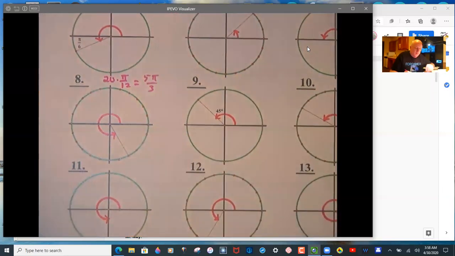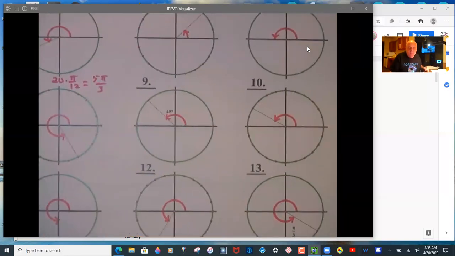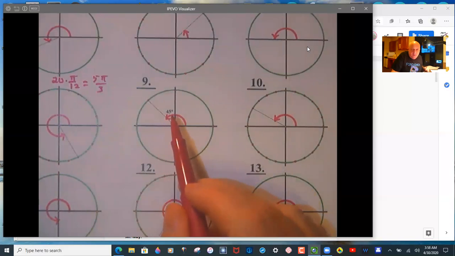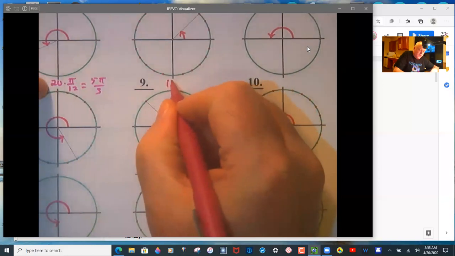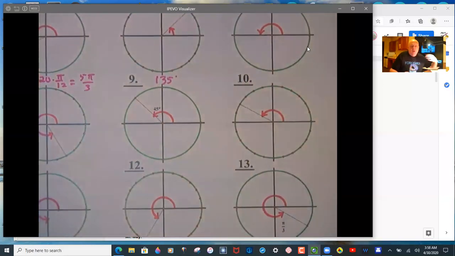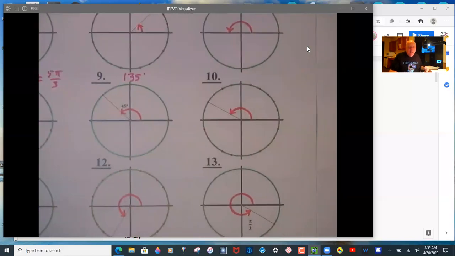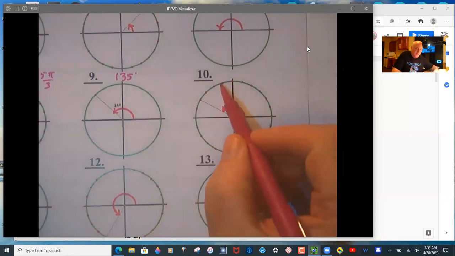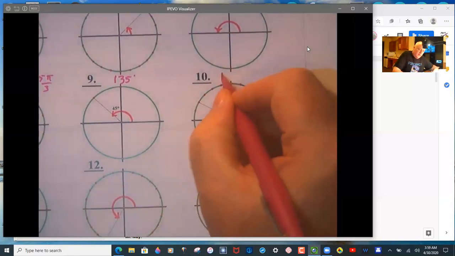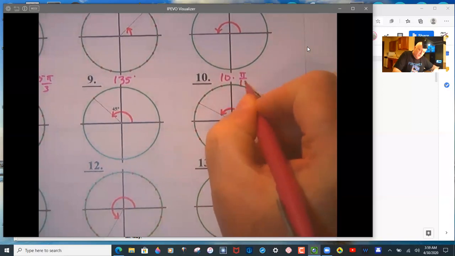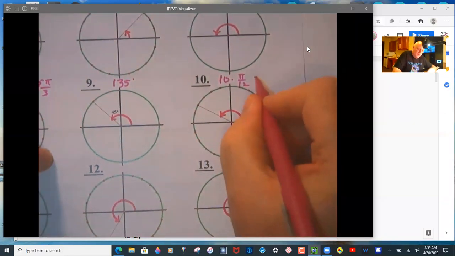Now, what about degrees? Are we ever going to have one with degrees? We will. Okay, so here I've got this labeled in degrees, 45. So we're going to do 90 plus 45. That's 135. So you're either going to have scale marks or not. If you don't, you have to use the quadrants to help you. The quadrant positions. 10 has scale marks. So where are we? 6, 7, 8, 9, 10. So this is 10 times pi over 12. What is that? You reduce 10 over 12.